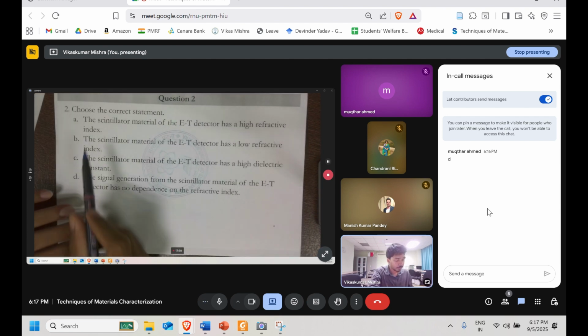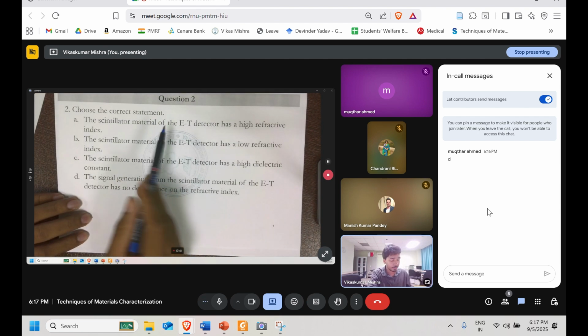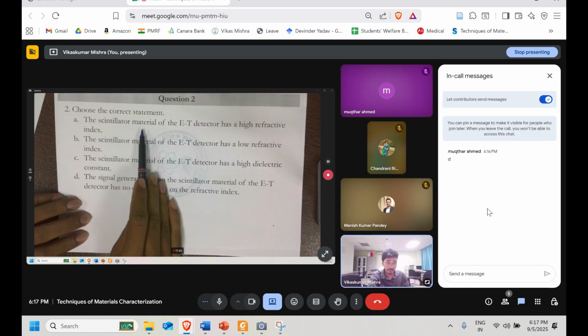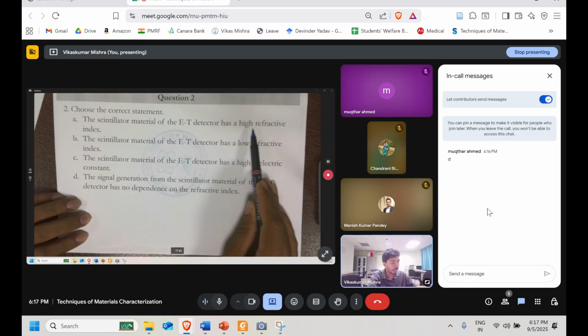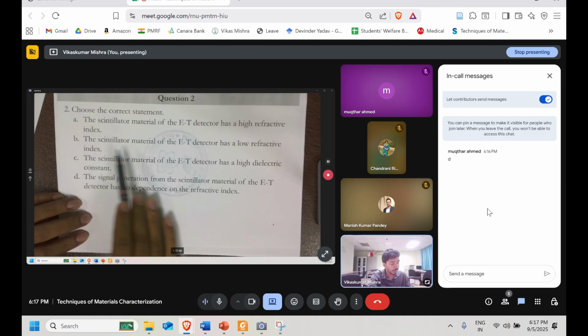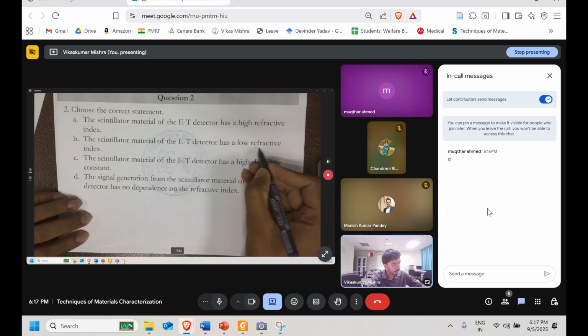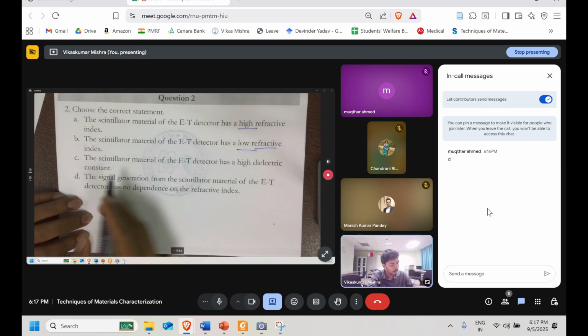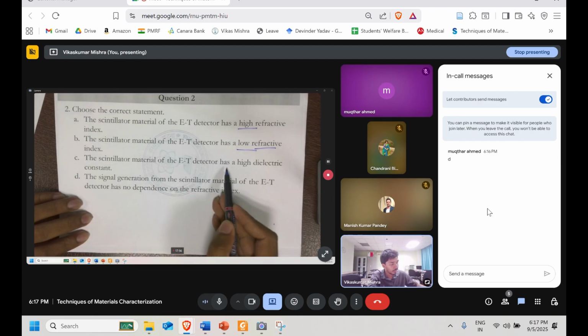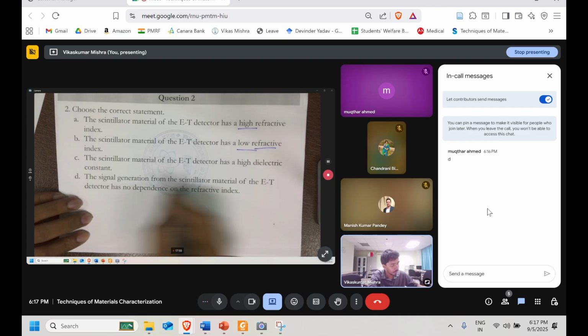Now here, choose the correct statement. The scintillator material of the ET detector has a high refractive index. The scintillator material of the ET detector has a low refractive index. Okay, high, low. The scintillator material of the ET detector has a high dielectric constant. Dielectric constant.